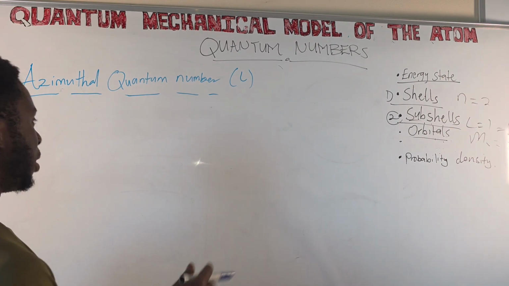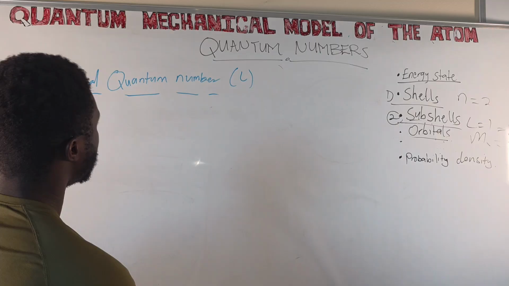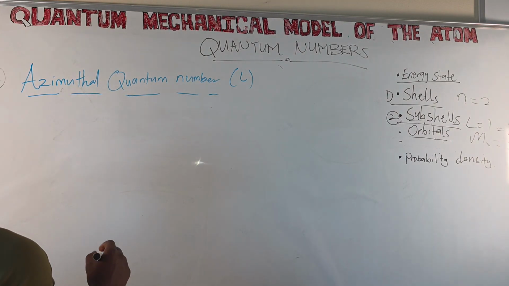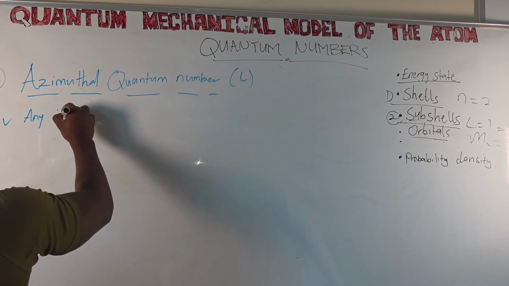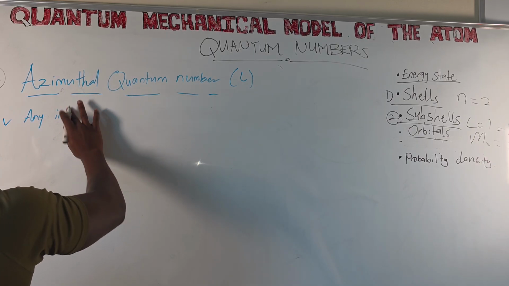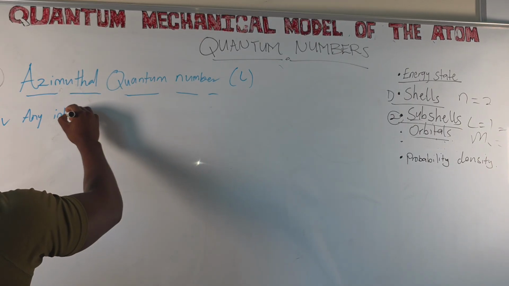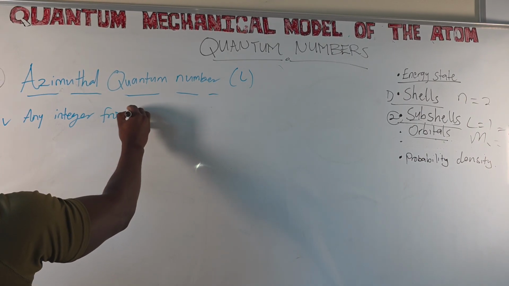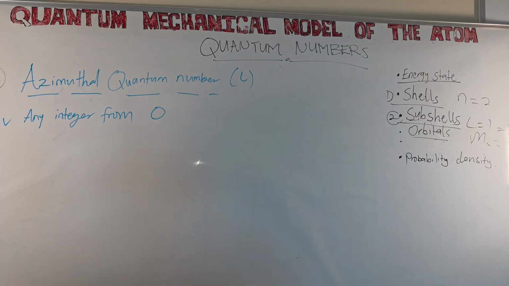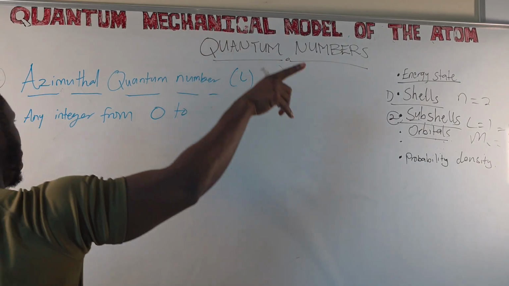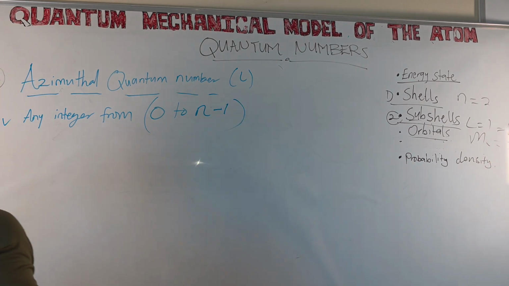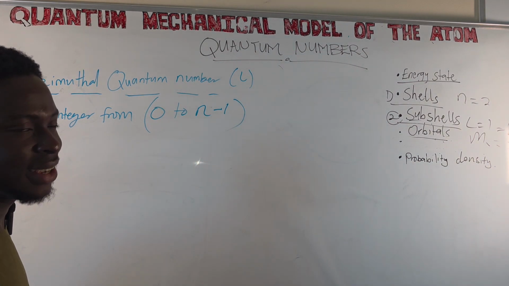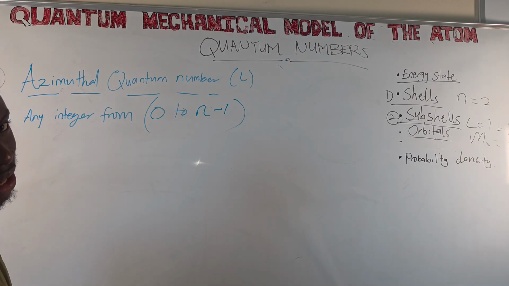So those are the principal and the azimuthal quantum number. The azimuthal quantum number is given by any integer from 0 to the principal quantum number minus 1, which is n minus 1. So in that sense, this will not be just a single number. It will be a set of numbers.